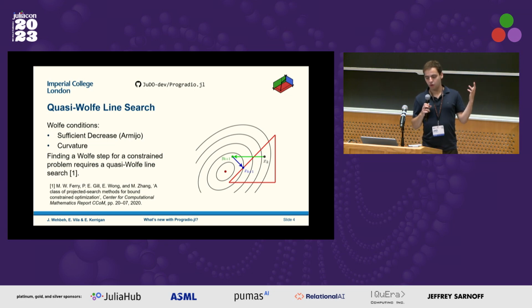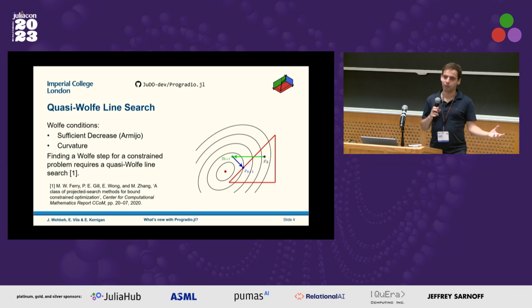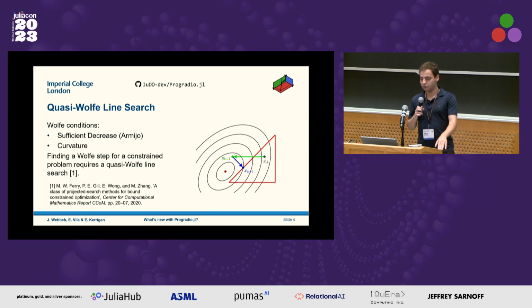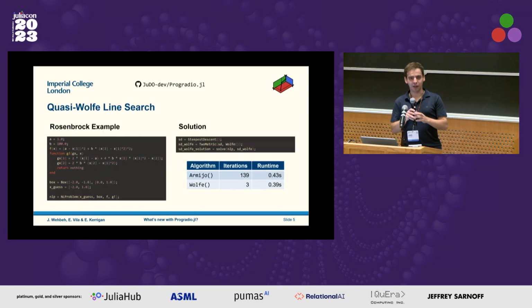So doing a Wolfe line search on an unconstrained problem is very easy. There's lots of established methods to do that. But it's a significantly less obvious thing to do on a constrained problem. And that's why we implement this Quasi-Wolfe line search, which was proposed by Michael Ferry and co-authors in the paper you see referenced there. So I'd love to go deeper into that, but I don't really have the time to. So yeah, I'll move on to how you guys can use this if you use our package.